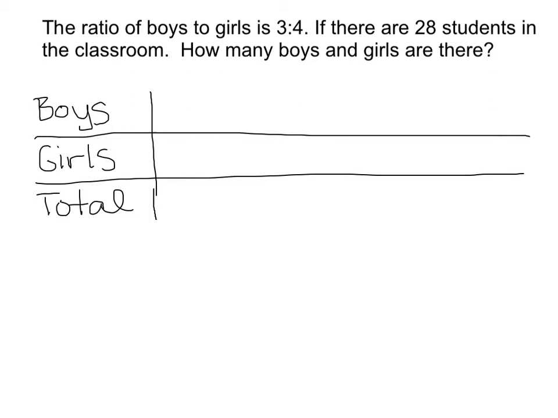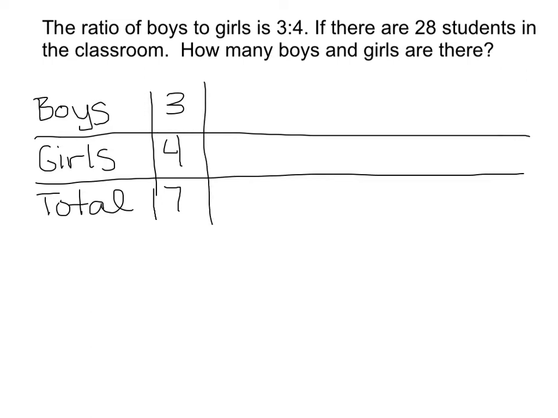You have a part-to-part ratio here, and they're giving you the whole. So I want to have another column at the bottom for total students in the classroom. So what I do is I set up my original ratio, 3 boys to 4 girls. And I think about that, if for every 3 boys there are 4 girls, well then this ratio is talking about 7 total students.